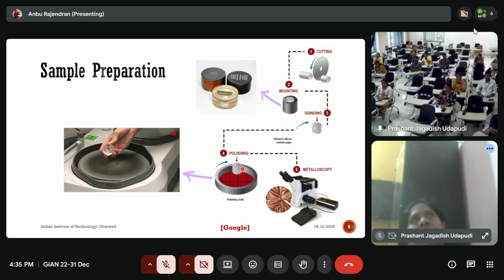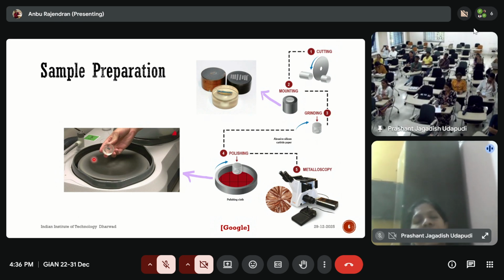Emery sheets are readily available, but how are they prepared? Generally, silicon carbide or alumina particles, the ceramic hard particles, are embedded in the sheet using resin. Those particles are hard enough because they are ceramics, so they have a higher hardness. When you rub your material against those hard ceramic particles, material is removed from the surface of your sample.